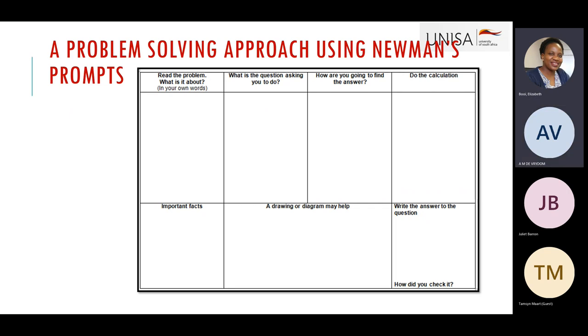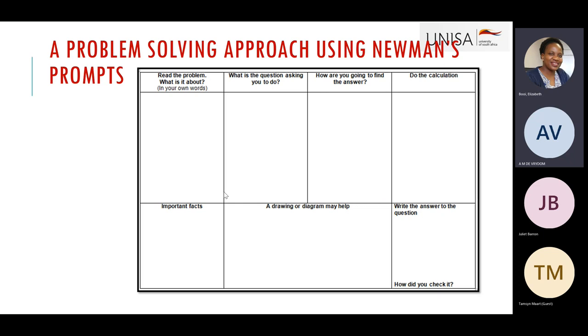Because then the minute after you know what the question is asking you to do, then you're going to find ways of how you're going to answer the question. Because then you're going to use different things. Because when you are asking yourself what this question is asking you to do, at the same time you will be identifying the important facts. And that is very important. Identifying the important facts: if they give you the length, you must write it and say, they gave me length equals and the number that the length is. If they gave you the width, width equals, and you write it down.